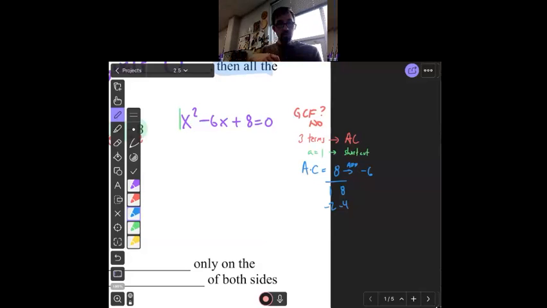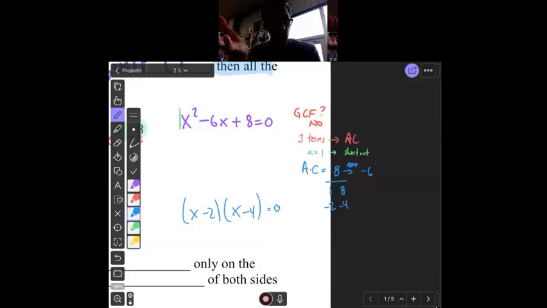Now, because this is shortcut, we can go straight to the answers, right? x minus 2 times x minus 4 equals 0, right? Remember, that only works for certain problems. So I just want to go back over a full AC method because it's been a little while since we've seen it.